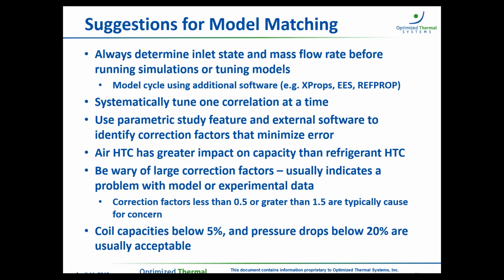We recommend, obviously, that you try to minimize errors in all of these values to the extent possible. We certainly want coil capacity to match very well, and we should always be able to match that within about 5%. Air side and refrigerant side pressure drops are much more difficult to predict, especially through these empirical correlations that are being used. And so if those values are within about 20% or less, that's usually acceptable for most cases.